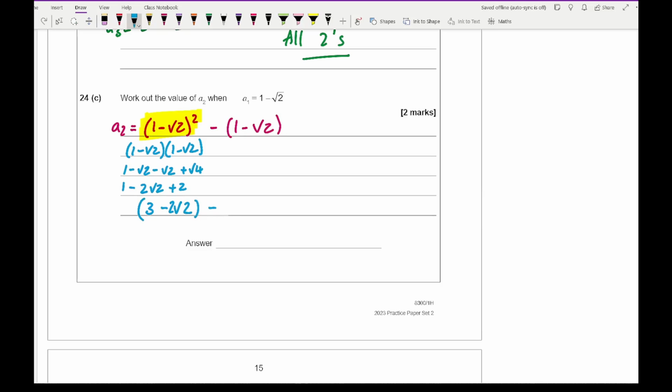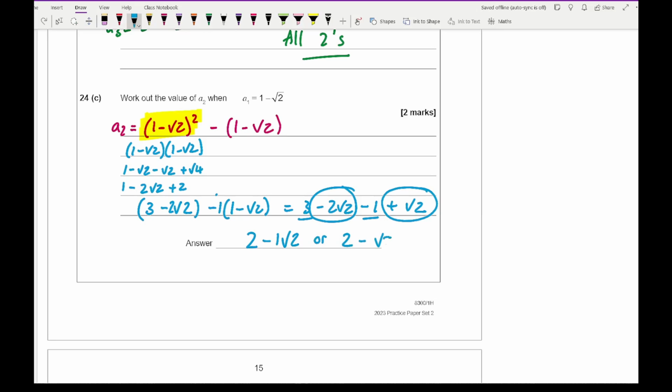Then if I take away 1 minus root 2, well, expanding that out, I end up with 3 minus 2 root 2 minus 1 plus root 2. So then simplifying the numbers, 3 take away 1 is 2, and minus 2 root 2 plus root 2 is going to give me minus 1 root 2, or I could write that as 2 minus root 2. So any of those ways would be absolutely fine.